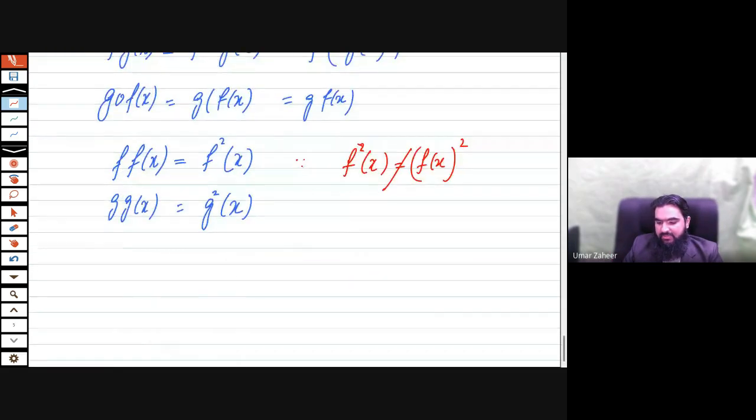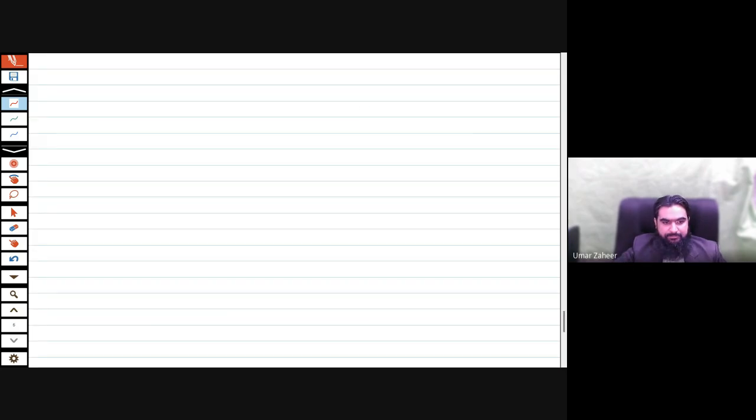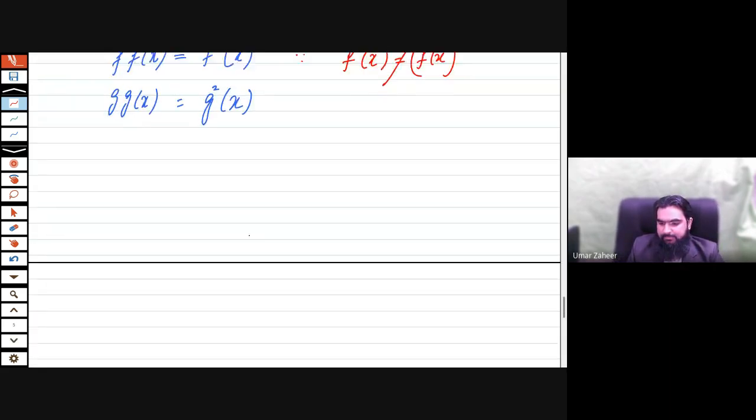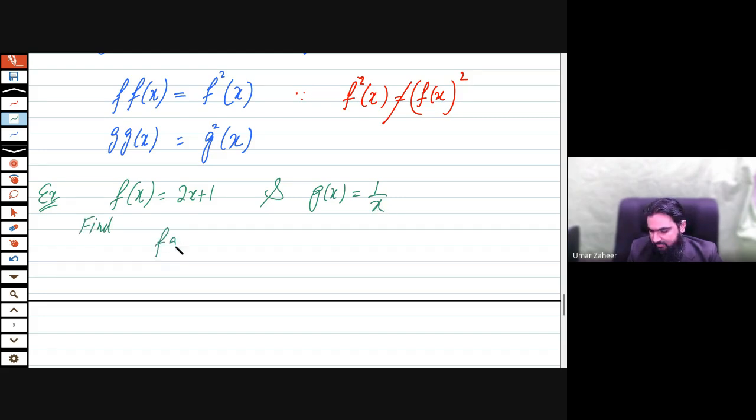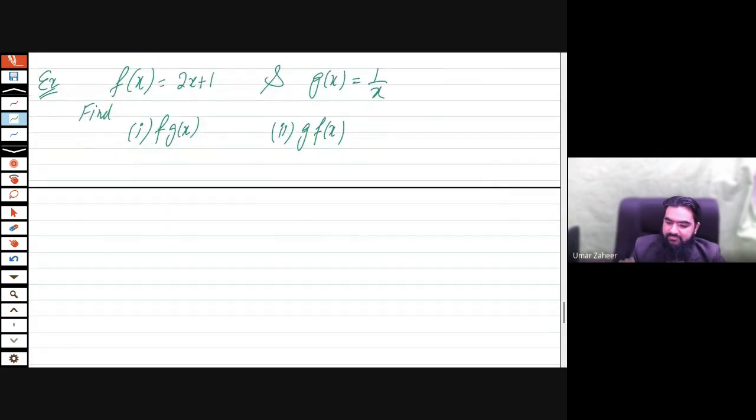Now we have to check how to find the composite functions. So let's take an example and do the question. We have f of x is equal to 2x plus 1, and g of x is equal to 1 divided by x. The question is to find f into g of x, the first thing, and also find g into f of x.